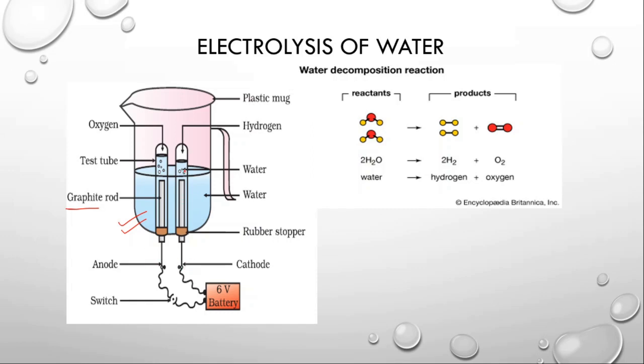On the cathode, hydrogen is collected, and on the anode, oxygen is collected. So you can remember it: anode has the O, so on the anode oxygen is produced, and the cathode has H, so on the cathode hydrogen is produced while carrying out the electrolysis of water.